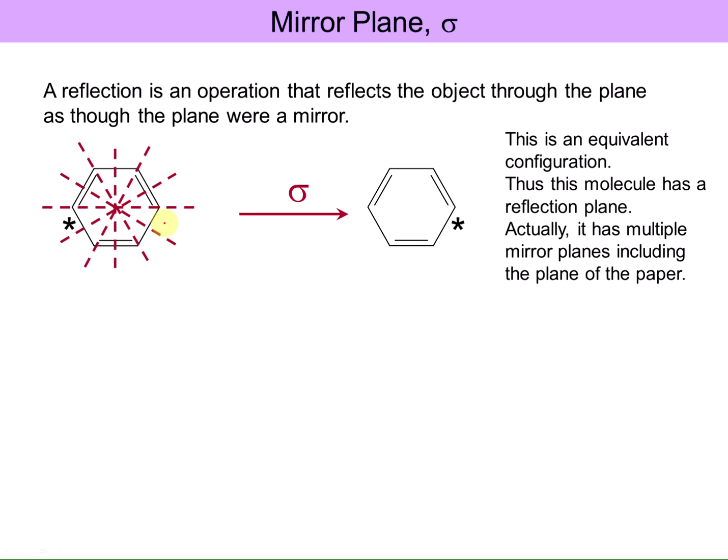But actually it has multiple mirror planes, including the plane of the paper. There is a mirror plane that goes through each of the carbon atoms that are opposite each other, and there's one that goes in between the bonds. And there's also the mirror plane that is the plane of the paper, or the plane of the computer screen.